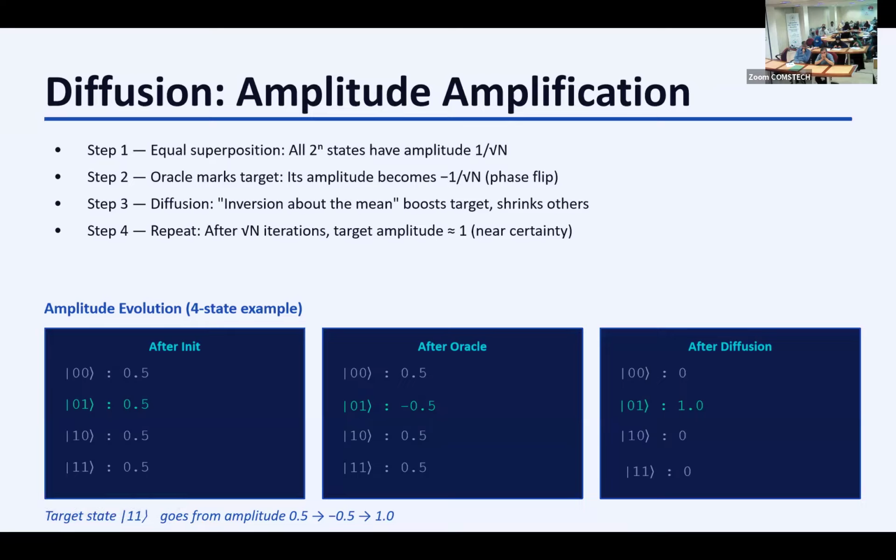So what we're going to do is invert it, and after that change the phase of it, and after that invert it around the average. So after diffusion, all the other states are going to be 0 or near 0, and the desired state would be amplified and equal to 1.